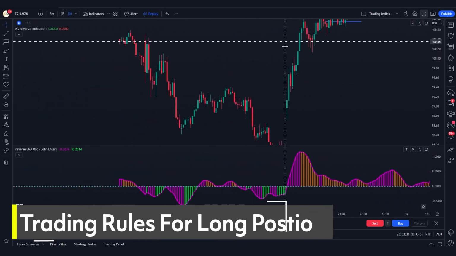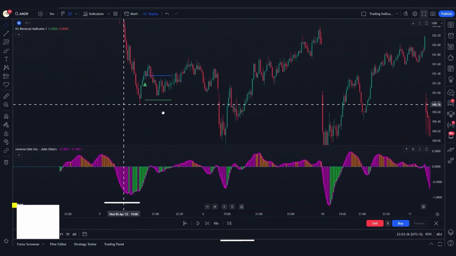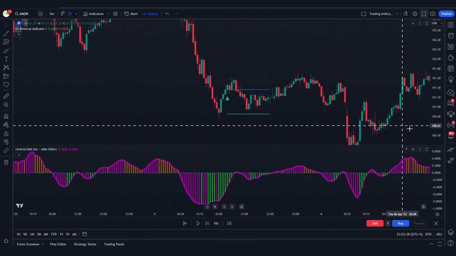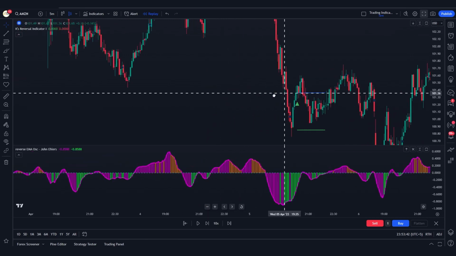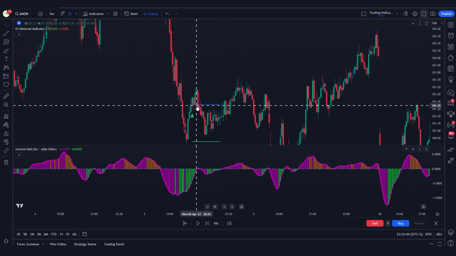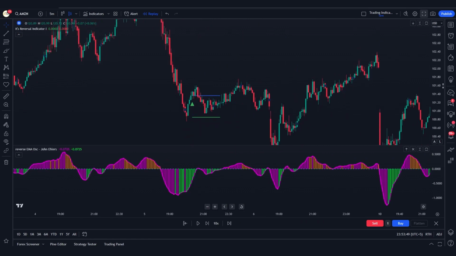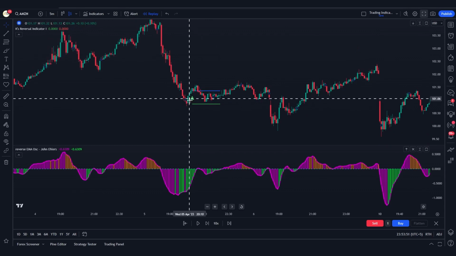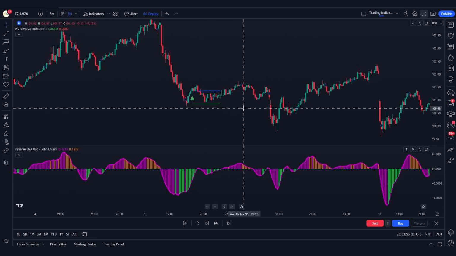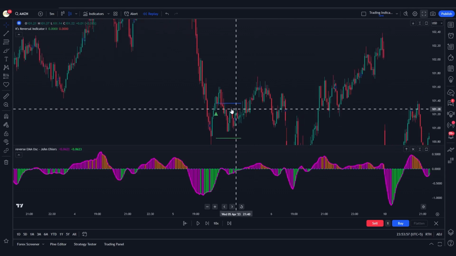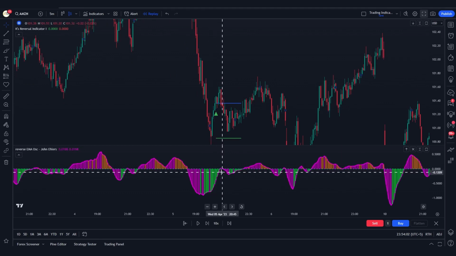Now let's go ahead and talk about the trading rules for taking long positions. For taking a long position, the following conditions must be satisfied. First of all, there should be a buy signal issued by the indicator, and also the candle on which the buy signal is issued should be above this blue line as well. So as we can see here, there is this buy signal being issued, and also the candle on which this signal is issued is above this blue line. So we can go ahead and take a long position at the close of this candle here by checking the second condition, that is the oscillator must be below this zero line.